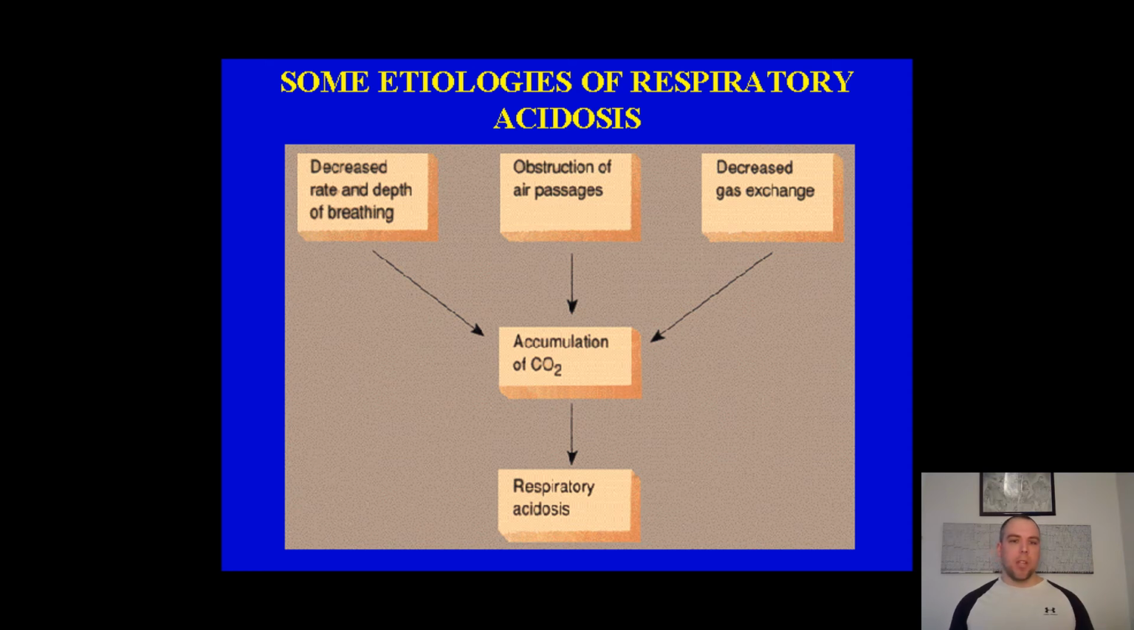Decreased rate and depth of breathing leads to an accumulation of CO2, which is respiratory acidosis. Any obstruction of air passages and any decreased gas exchange. So those last two things, obstruction of air passages and decreased gas exchange, those are particular disease processes. There's hundreds of disease processes that lead to that. Real quick, simple example, asthma. Okay, can lead to respiratory acidosis and will when you have an asthma attack, so to speak. So that's just something to keep in mind.